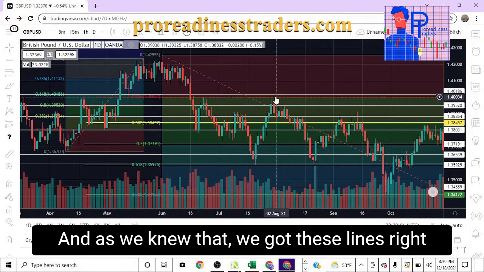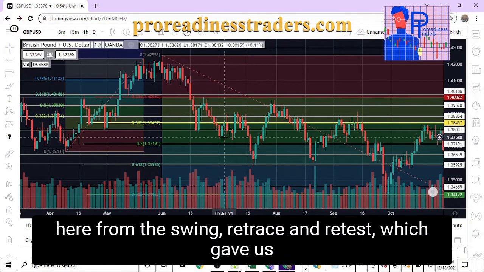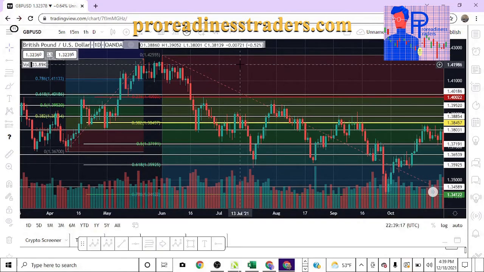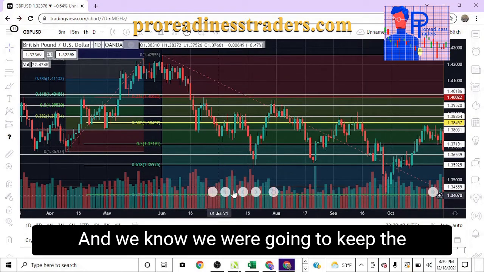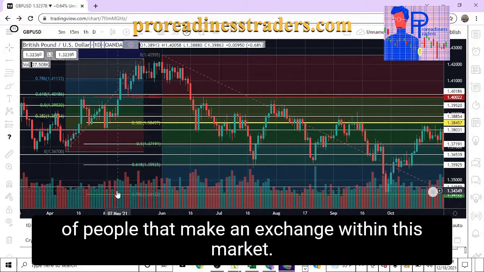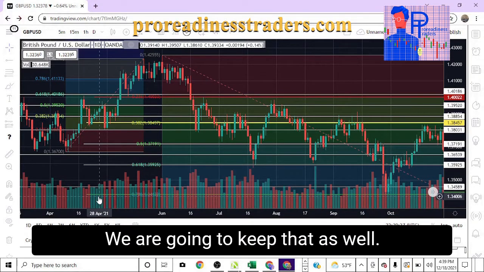We weren't going to put all of our indicators on one particular pattern. And as we knew, we got these lines right here from the swing, retrace, and retest, which gave us an idea of possible reversal, support and resistance. Okay, and we know we were going to keep the volume, which is down here, to show the number of people making exchanges within this market. We were going to keep that as well.